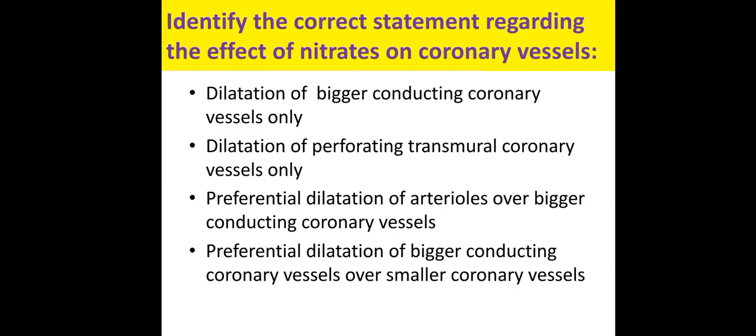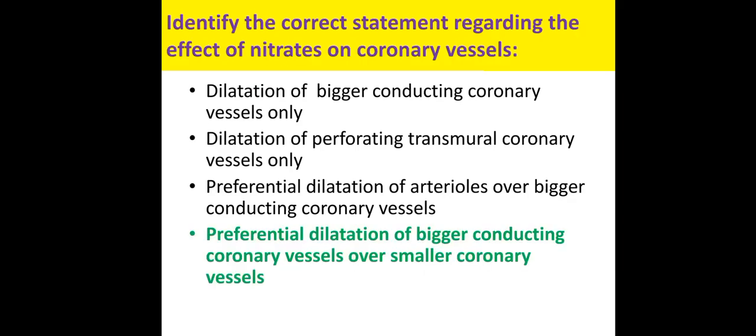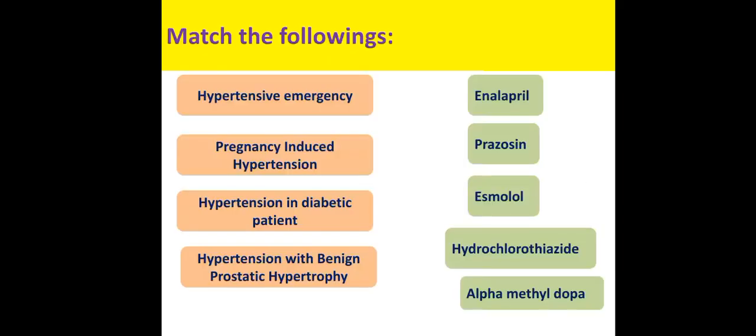to the ischemic area. This is somewhat difficult, so I will explain this selective coronary redistribution through a figure in my next presentation. But the correct option is preferential dilatation of bigger epicardial coronary vessels with least effect on smaller intramyocardial vessels.